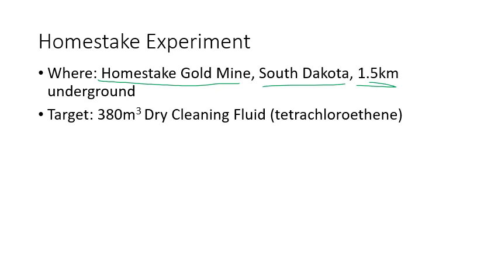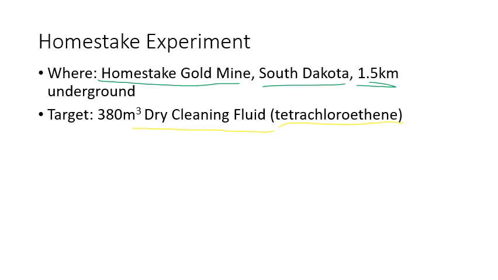And what did they use? Well, they used dry cleaning fluid. Now, a meter cubed is 1,000 litres, so that's 380,000 litres of dry cleaning fluid. They used dry cleaning fluid because it's commercially available. They must have got some raised eyebrows when they went to the dry cleaning company and said, we need 380,000 litres of your dry cleaning fluid. But dry cleaning fluid is just tetrachloroethene, and of course, if you're a chemist, you know exactly what that means.